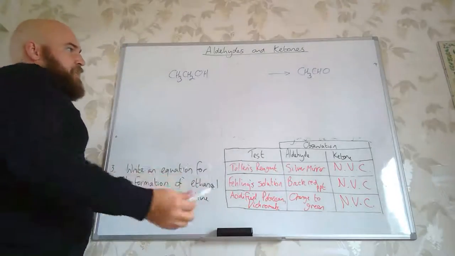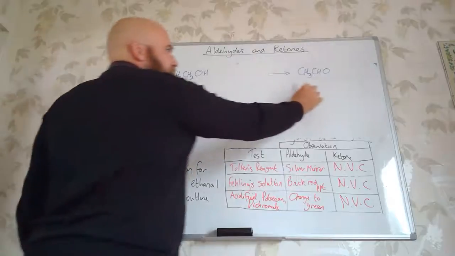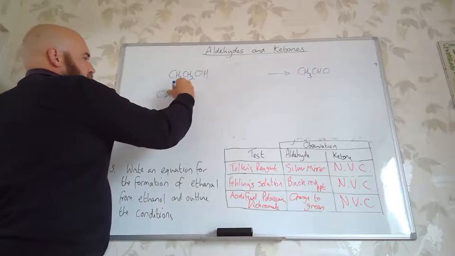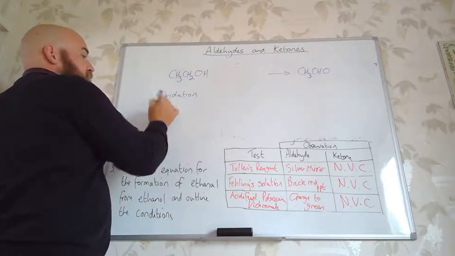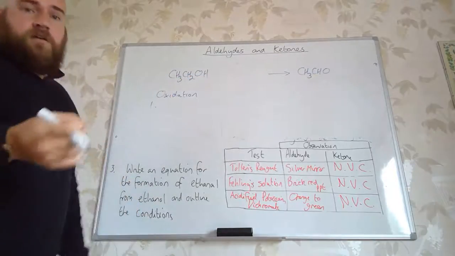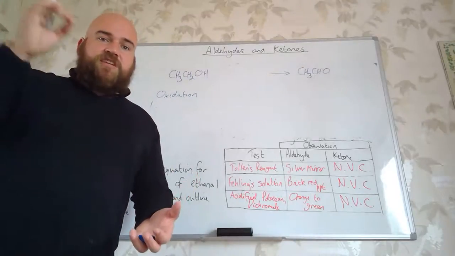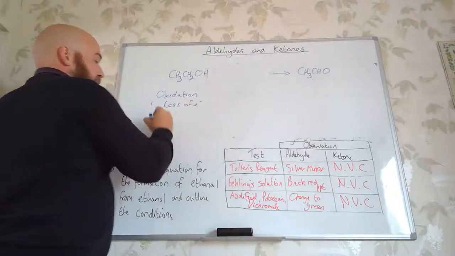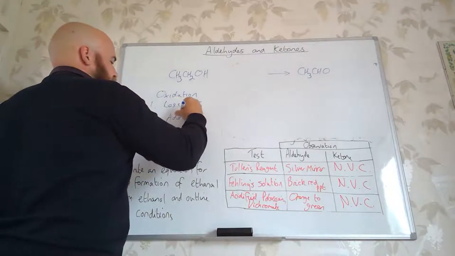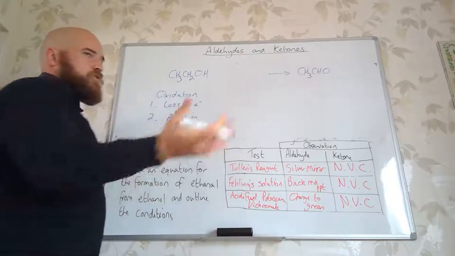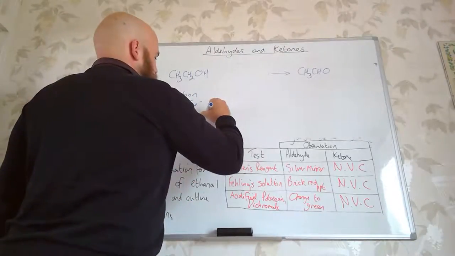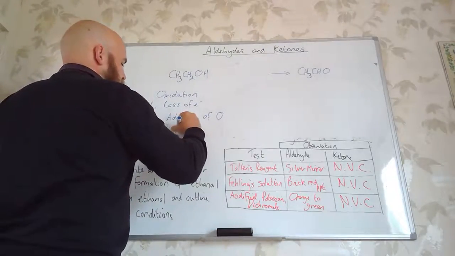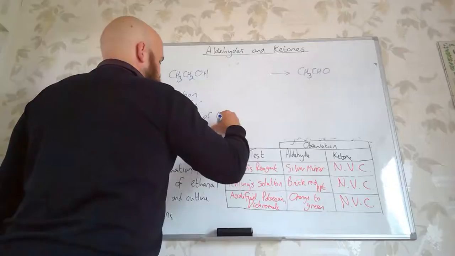Well, what's happening to the ethanol to become ethanal? We know oxidation, there are three definitions of oxidation. OIL RIG, so oxidation is loss of electrons. It could also be addition of oxygen. If you add oxygen to something, you are oxidizing it. And there's one more, which is the removal of hydrogen.